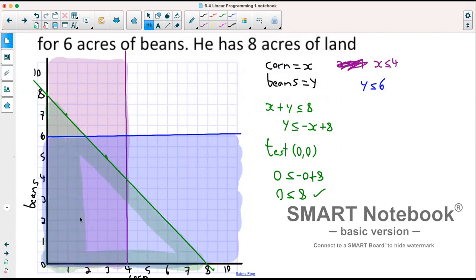Our solution area is going to be the area where all 3 of these intersect with each other. So this area here would be our solution area. So any points within here represent how many acres of corn and how many acres of beans he could plant.